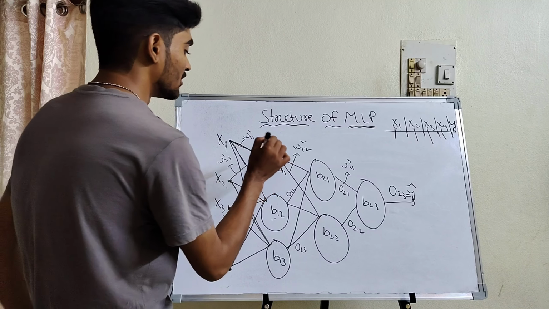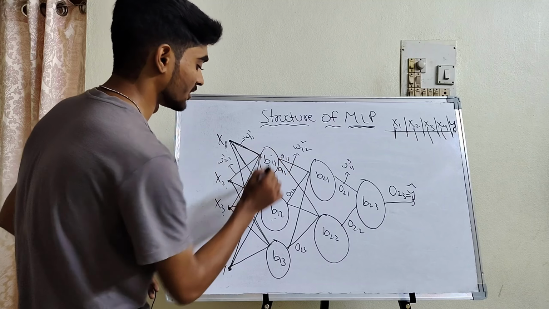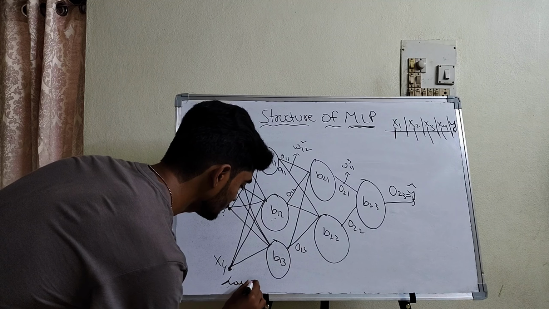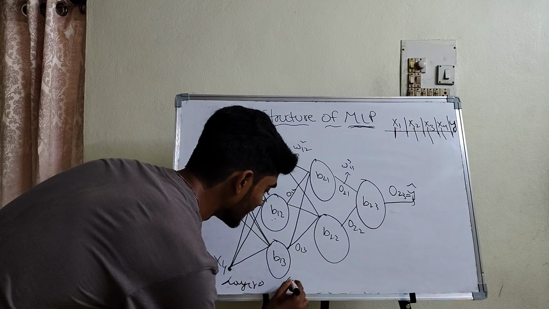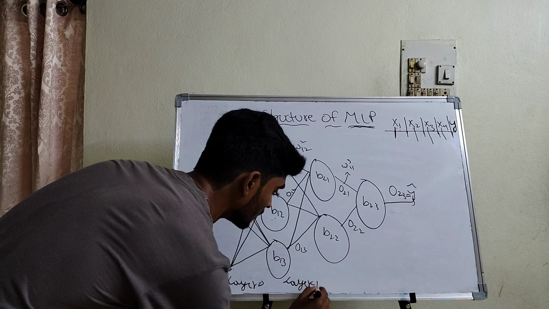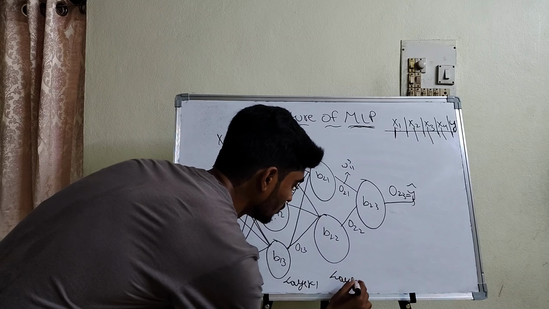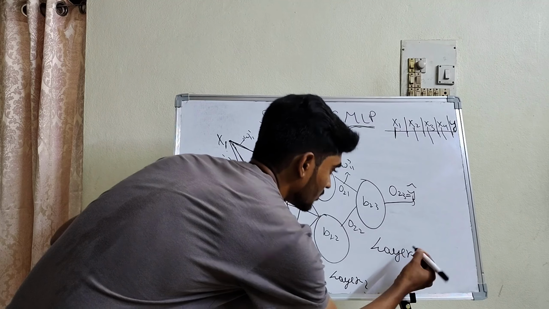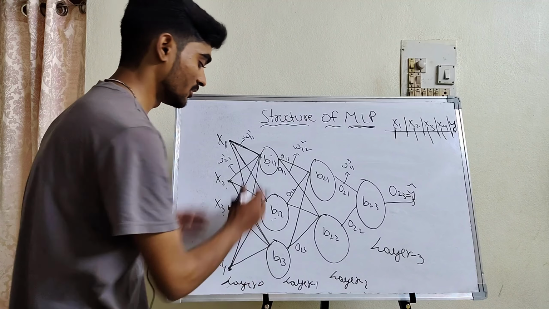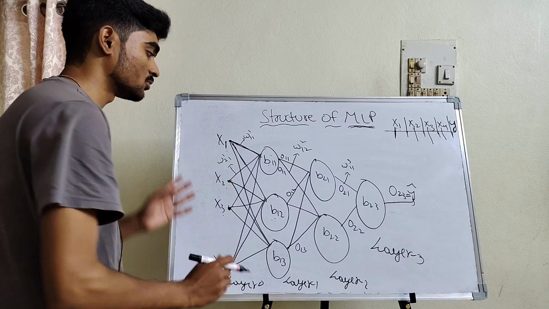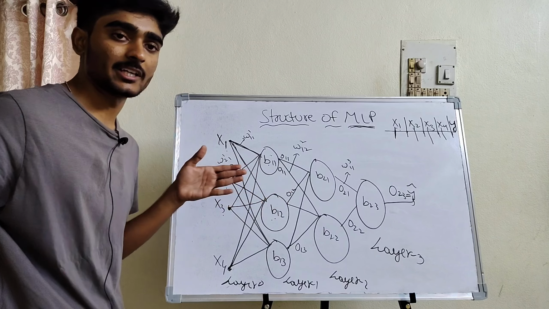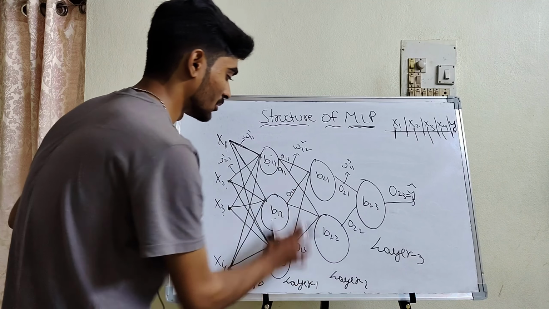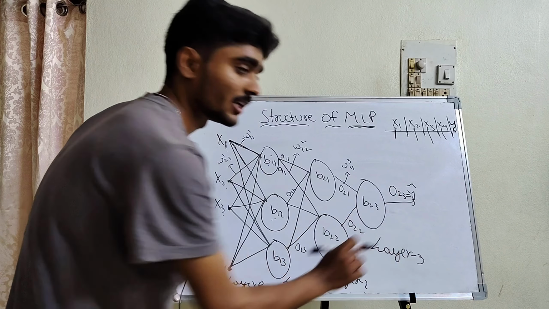Now, this is layer number 0, this is layer number 1, this is layer number 2, and this is layer number 3. Layer number 0 is where the input comes to the multi-layer perceptron.